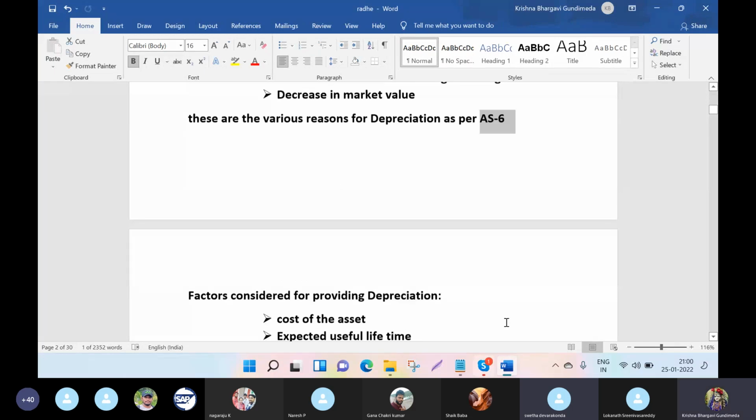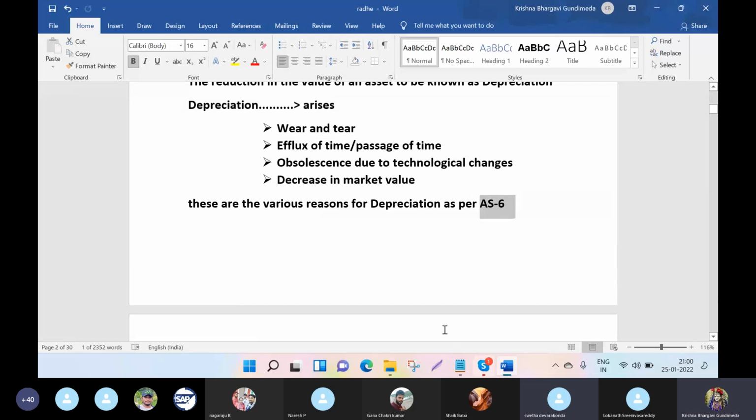What are the factors to be considered while providing depreciation? The various factors to be considered for depreciation are the original cost of the asset. Is there any residual value or the estimated value when realized? Or what is the expected life of the asset? That means the useful life of the asset. These are the factors to be considered while providing or calculating the depreciation.